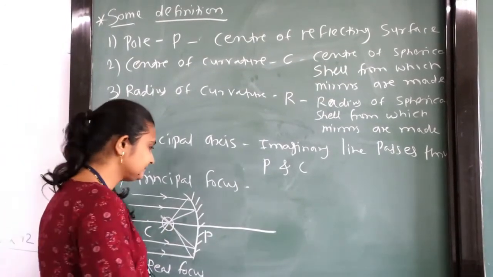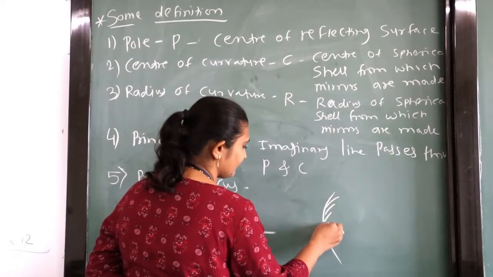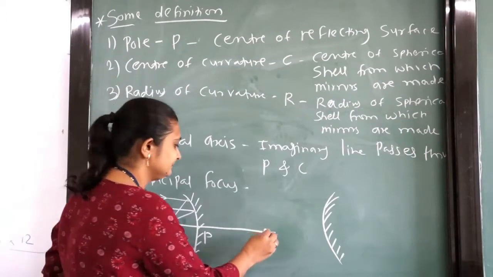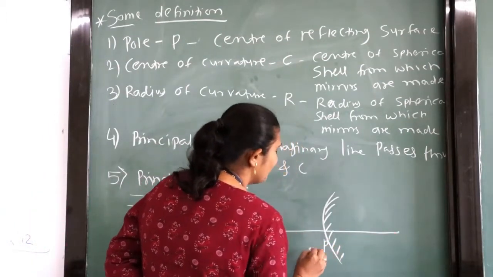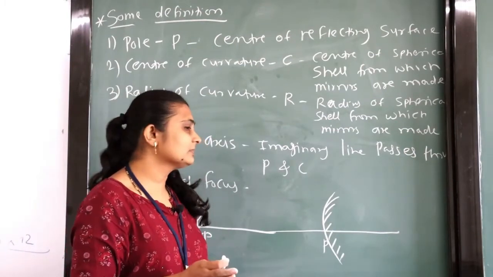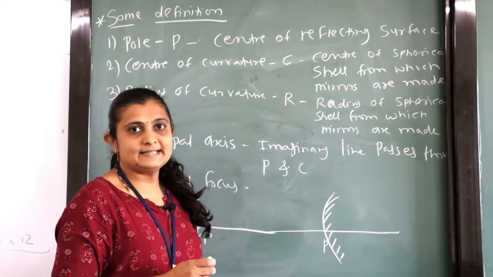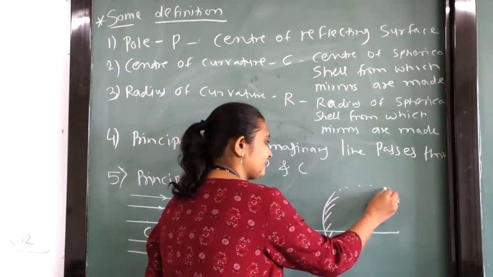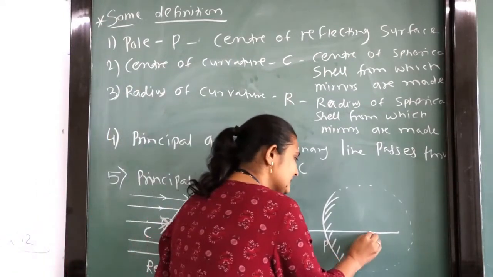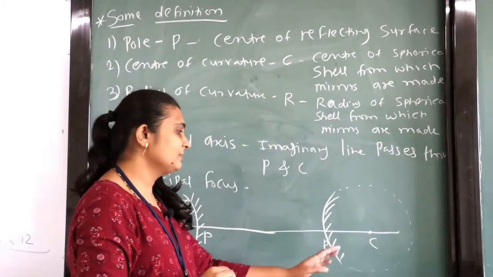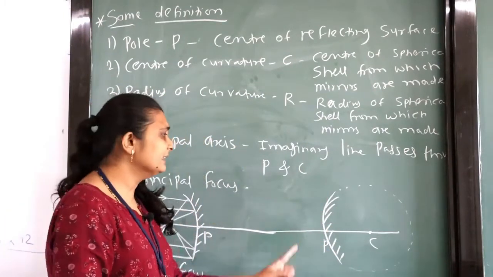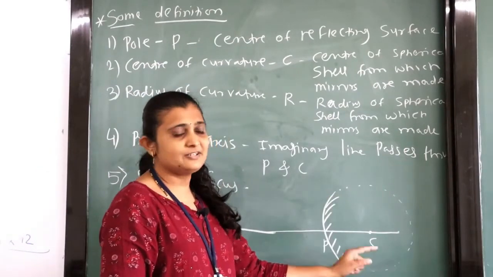Now for the convex mirror. This is the convex mirror, and this is the pole. Now where the center of curvature and radius of curvature lie, you have to simply complete the circle. Inside the circle you always get the center of curvature. The center of curvature will not lie on this side. The center of curvature is always in the circle. Then this is the center of curvature.